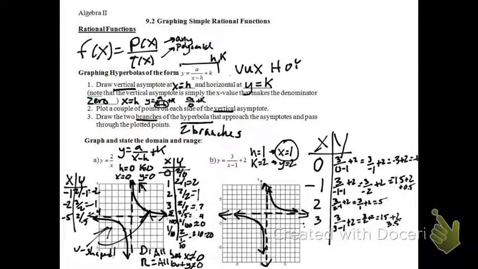Let's look at domain and range. Domain is going to be all x values, but x cannot be equal to that vertical asymptote value, which was 1, right? So x can't equal 1. And my range, I get all possible outputs greater than 2 with the first branch and less than 2 with the second branch. So my range is going to be all reals, but y cannot equal 2. And we're done with that.